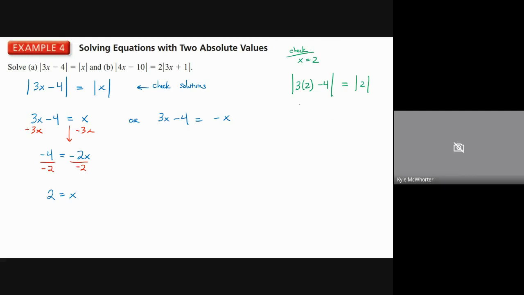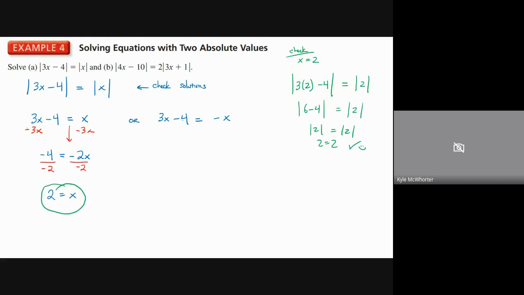3 times 2 is 6. So this is absolute value of 6 minus 4 equal to the absolute value of 2. 6 minus 4 is 2. So absolute value of 2 equals absolute value of 2. That's 2 equals 2. So yeah, that works. That one is, we're happy about this one. This is a good solution.